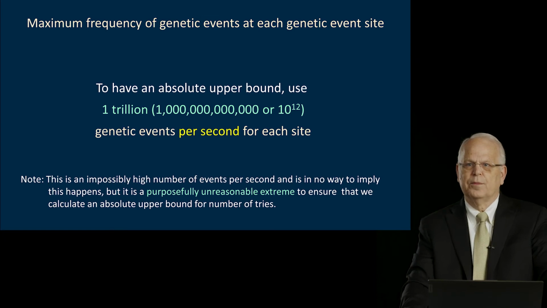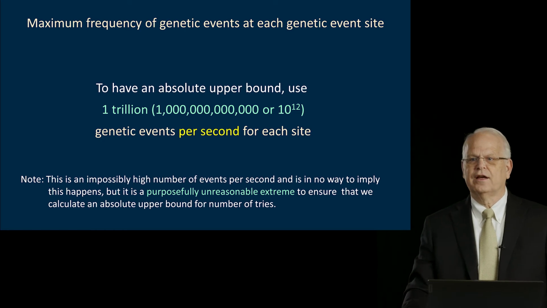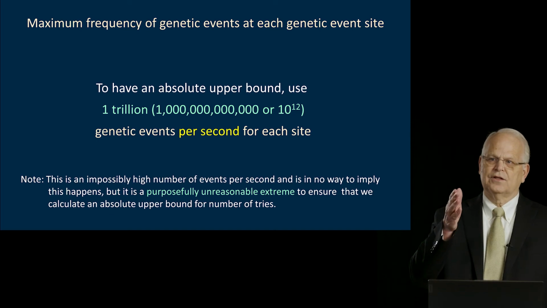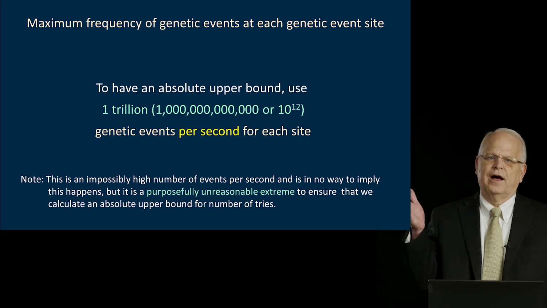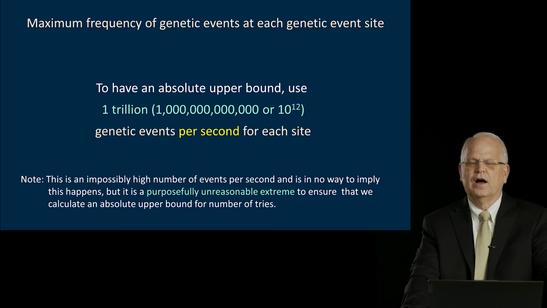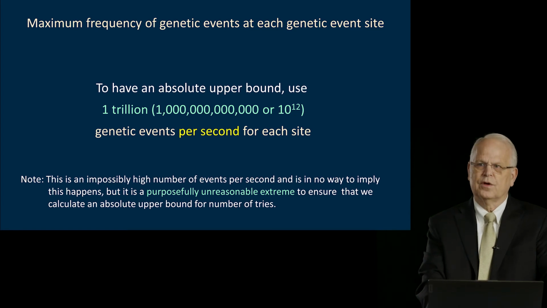And then the third thing that we're after is the maximum frequency of genetic events at each genetic event site. So to have an absolute upper bound, we're going to use 1 trillion or 10 to the 12th genetic events per second for each site. Again, 1 trillion events per second. So this would mean that at the genetic site in 1 second, 1 trillion genetic events occur at that site. Well, this is an impossibly high number. This cannot occur. And we're not implying in any way that this happens, but again, we're trying to find a purposefully unreasonable extreme to ensure that we calculate an absolute upper bound for number of tries. So for each one of these 3 things, we've gone to the top, a ridiculously high number, so we can be confident we have an absolute upper extreme for our calculation.